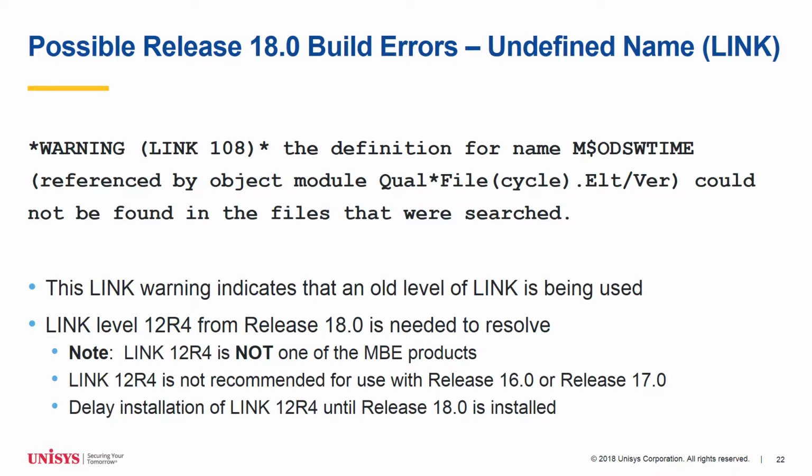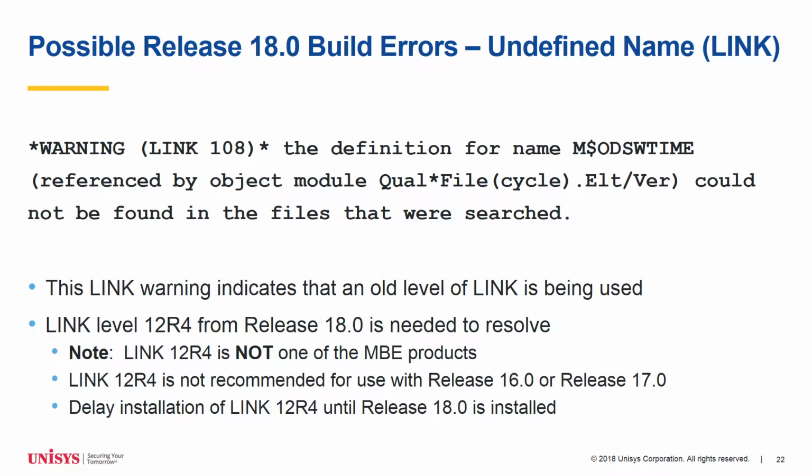The resolution for this link error is not the same as the resolution for the map error shown on the previous slide. Although the Release 18 level of the map processor is part of the MBE and can be installed on a Release 16 or Release 17 system with minimal impact, you cannot bring the Release 18 level of link to a down-level system as easily. If you encounter this warning message when building any products, we suggest that you first establish a stable Release 18 environment and then rebuild products encountering this error after you've installed link 12R4.